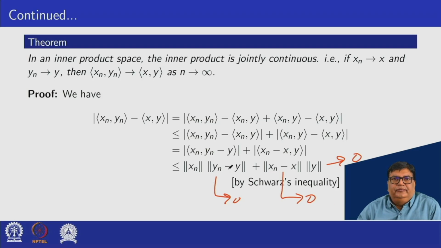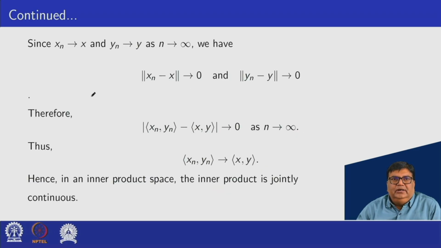Therefore mod of inner product of x_n, y_n minus inner product of x, y tends to 0 as n tends to infinity, because x_n converges to x and y_n converges to y. Thus inner product of x_n, y_n converges to inner product of x, y. Hence in inner product space, the inner product is jointly continuous.